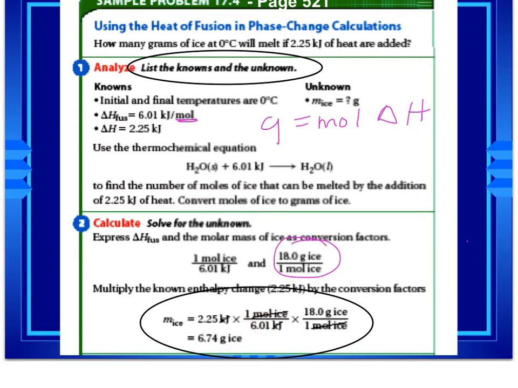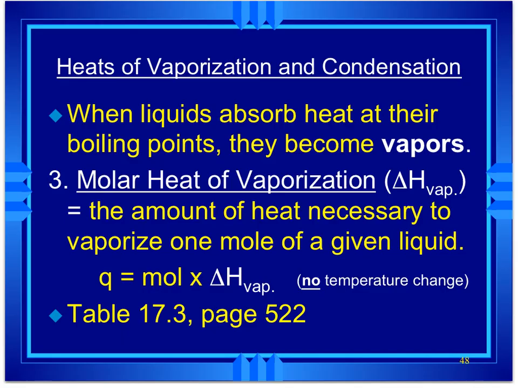And remember, I want to draw this, hang on a sec. Remember, we can flip these factors, like this delta H here is being flipped. The moles are being put on the top and the 6.0 is being put on the bottom, so we can cancel out their units. And then here is the molar mass of our water, and that's going to give us 6.74 grams of ice that was melted when we added our 2.25 kilojoules of heat.